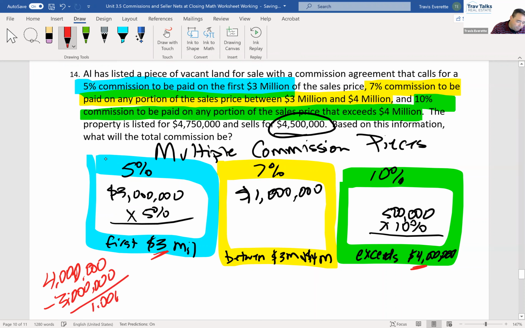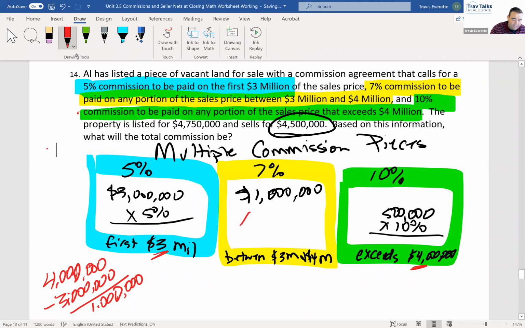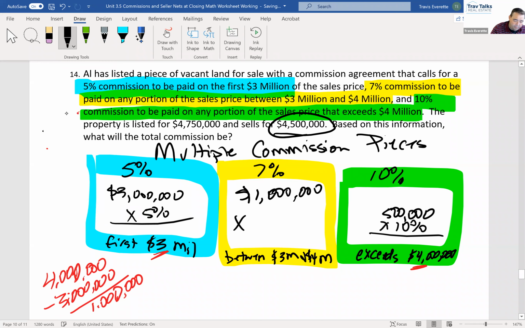So my gap is $1 million. That's where that comes from. So my math over there is going to be 1 million times, I'm sorry, I didn't mean to do red. I changed my pen color. There we go. 1 million times the 7%.